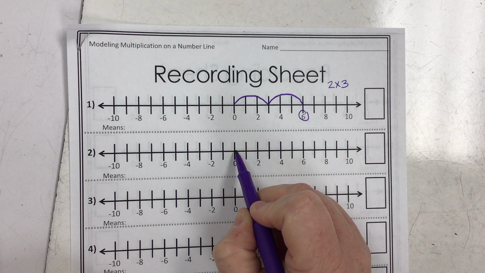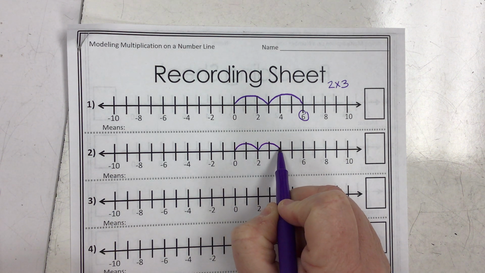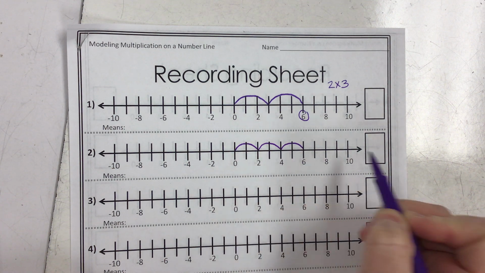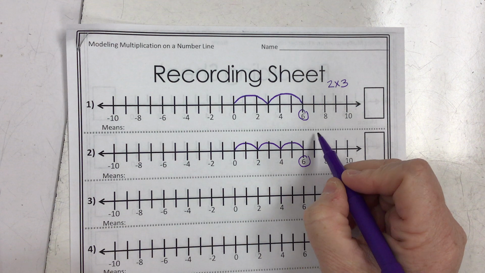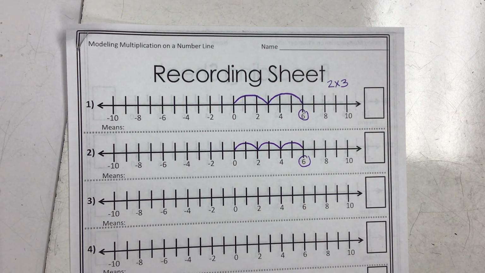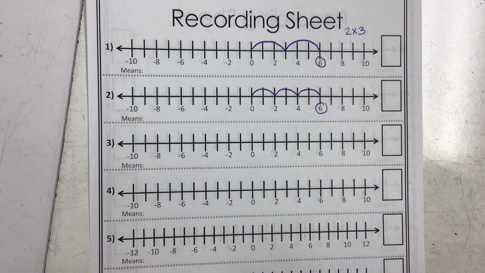I could also look at that and say it's 3 jumps, and each jump is 2 spaces in that direction. And we also end up at 6. So these two are the same thing. One could be 2 times 3, and one could be 3 times 2. That's pretty easy. But what happens when one of those numbers is negative?